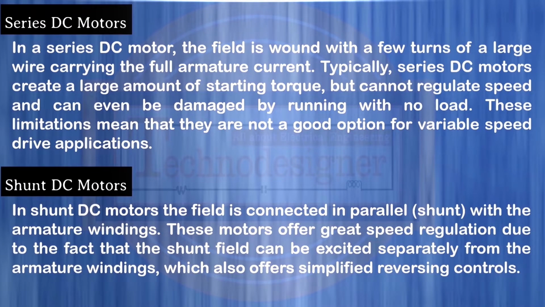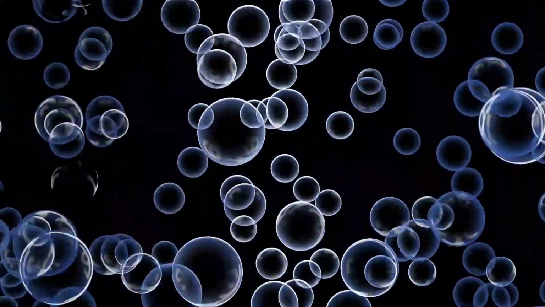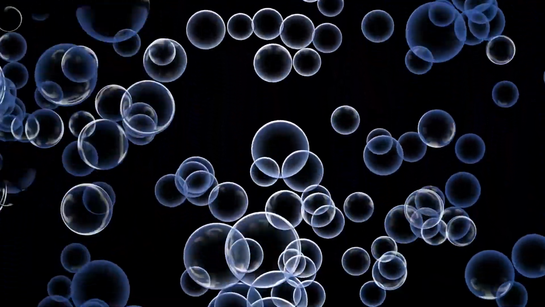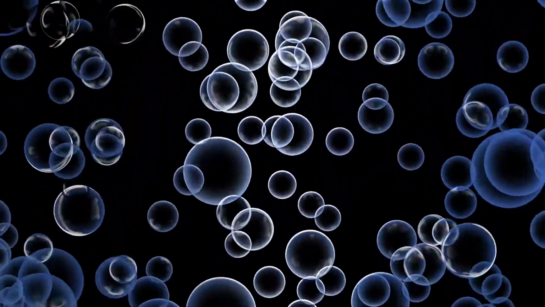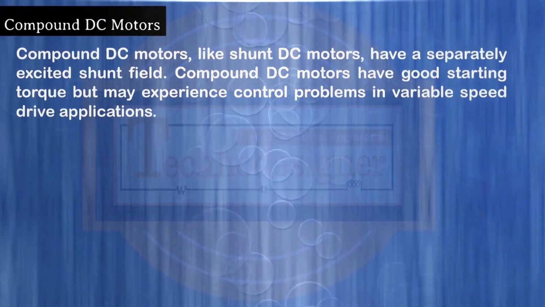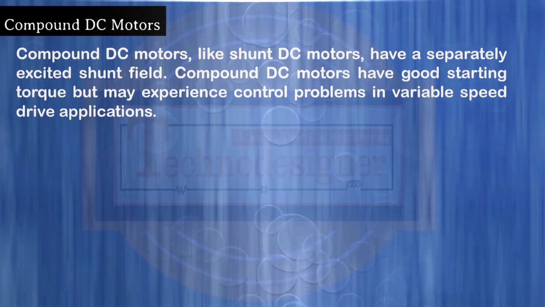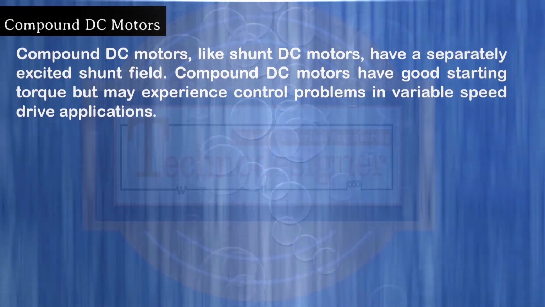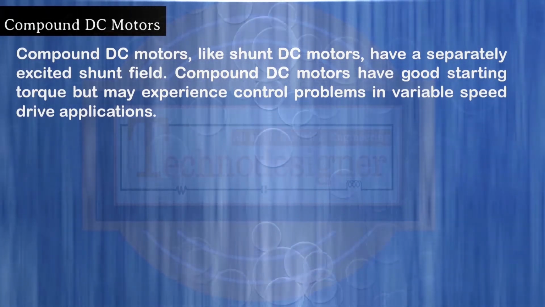Now we're discussing shunt DC motors. In shunt DC motors, the field is connected in parallel with the armature windings. These motors offer great speed regulation due to the fact that the shunt field can be excited separately from the armature winding, which also offers simplified reversing controls. Now we are discussing compound DC motors. Compound DC motors, like shunt DC motors, have a separately excited shunt field. Compound DC motors have good starting torque but may experience control problems in variable speed drive applications.